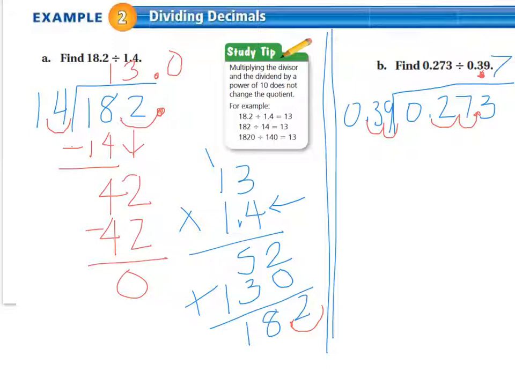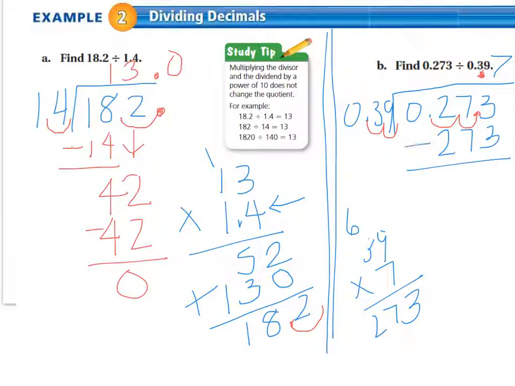And the reason I think that is because I know that 7 times 9 is 63, and that would give me the ending number, so I just need to verify the rest. So 39 times 7, 63, 21 plus 6 is 27. 39 times 7 is 273. Subtract, nothing more to bring down.